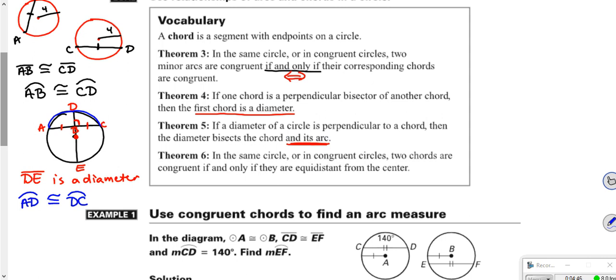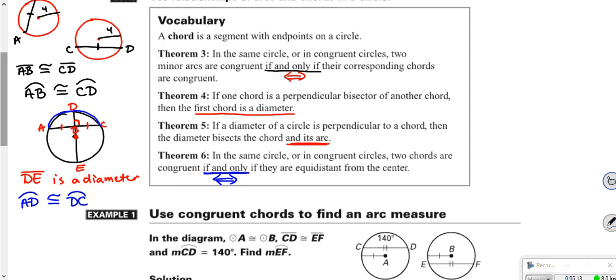Okay. Theorem 6, in the same circle or in congruent circles, again, congruent circles have the same radii, in the same circle or in congruent circles, two chords are congruent if and only if, there's that if and only if again, okay, biconditional statement, if and only if they are equidistant from the center.